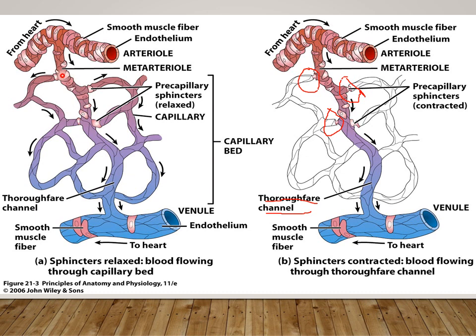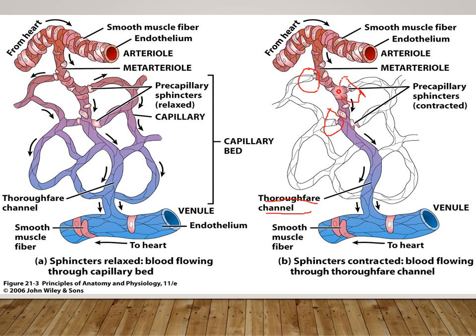Metarterioles are also known as resistance vessels because, due to these precapillary sphincters, there can be some resistance to the flow of blood to the capillary network, as you can see here in this picture where the precapillary sphincters are constricted. You can see very easily that in these areas the precapillary sphincters are contracted and constricting the lumen so that the blood is not flowing into the capillary network.